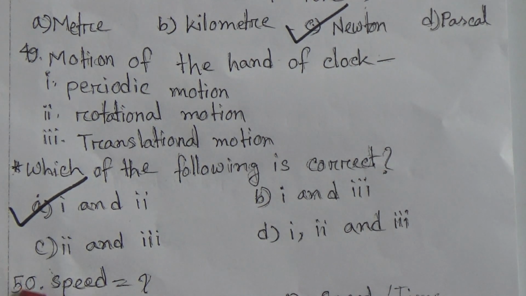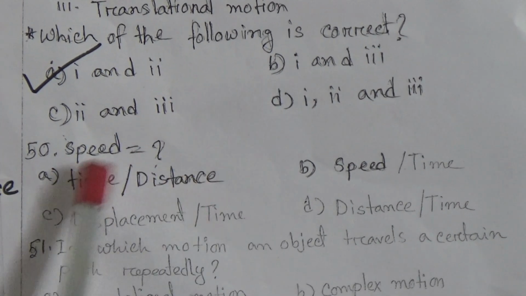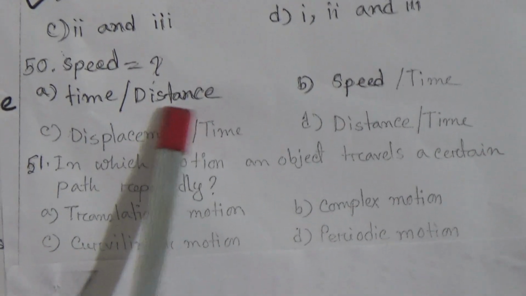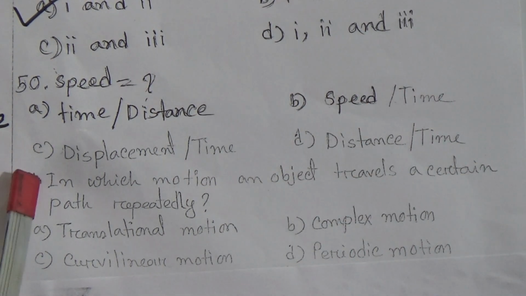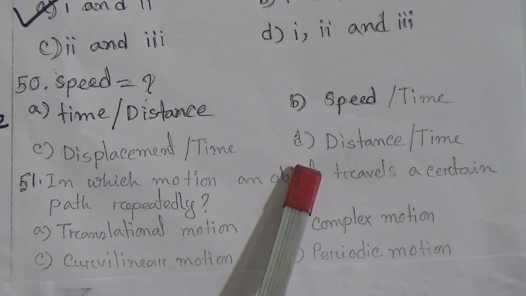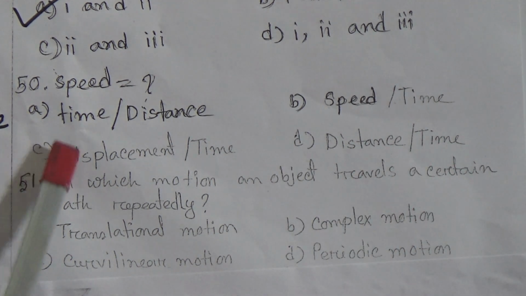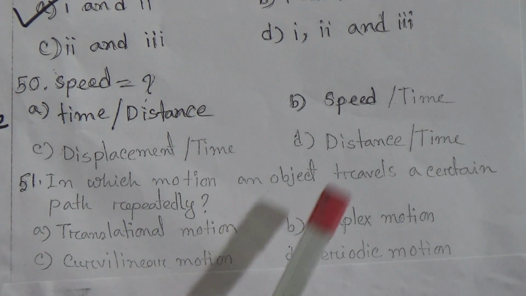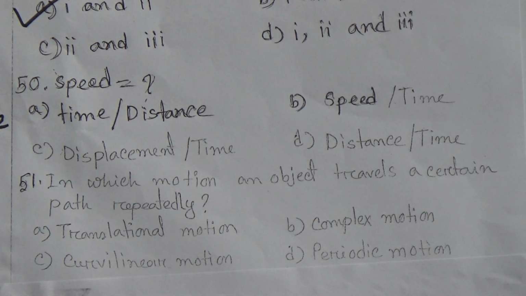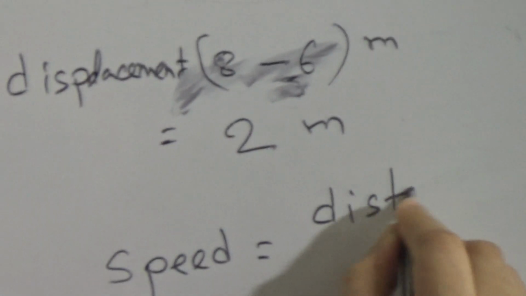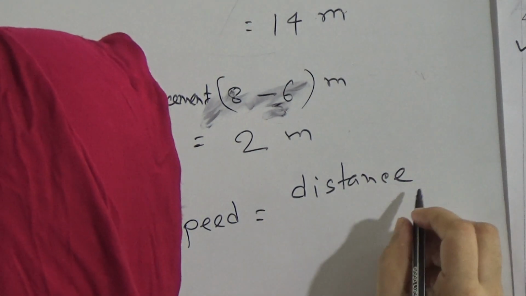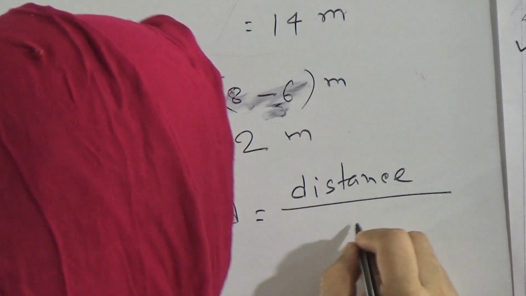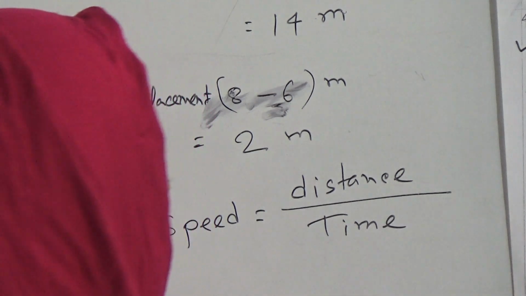Now question number 50. Speed equals what? Option A time divided by distance, option B speed divided by time, option C displacement divided by time, and option D distance divided by time. Dear students, from this chapter we know speed is distance divided by time. That means the formula of speed equals distance divided by time. So our correct answer is option D.